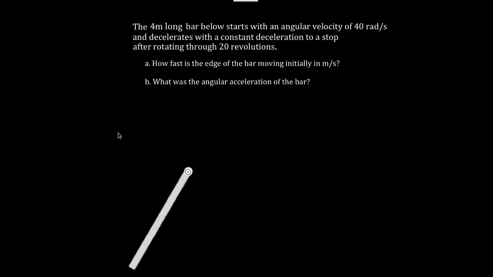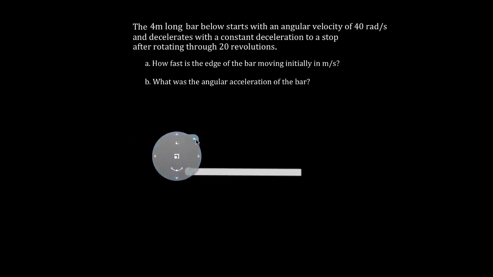This 4 meter long bar starts with an angular velocity of 40 radians per second, but it decelerates to a stop after it rotates 20 revolutions. And the first question is, how fast is the edge of the bar moving initially in meters per second? So in other words, this point on the bar right here is going to have some velocity. This way, we want to know what is that velocity initially in meters per second.